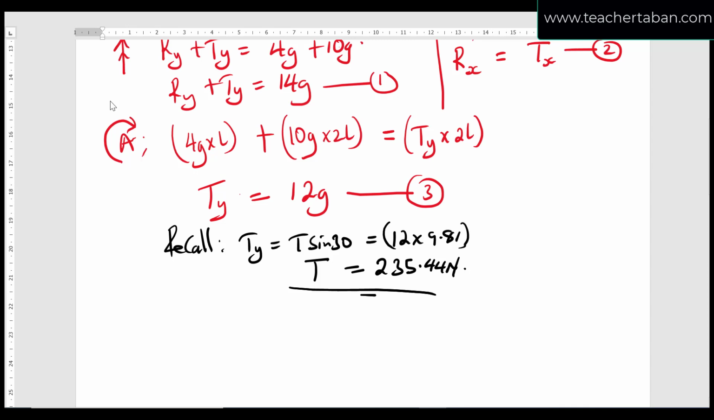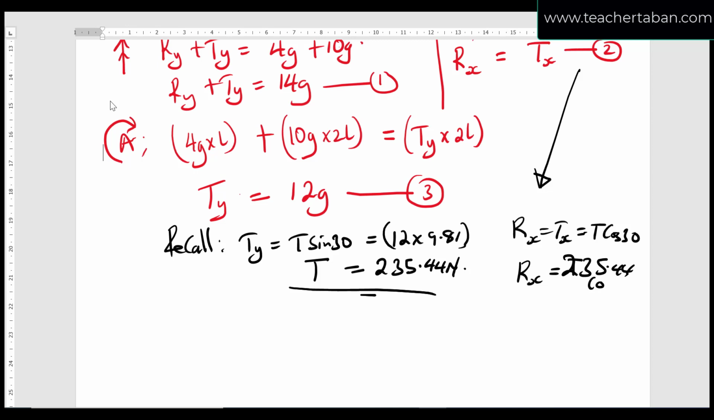Remember that from equation 2, from this equation here, we said that Rx is equal to Tx, and this Tx is the same as T cos of 30. So implying that our Rx is the same as T, which is 235.44 times cos of 30, and this will give us our expression as 203.9 newtons.